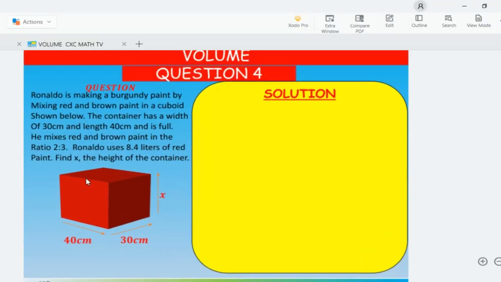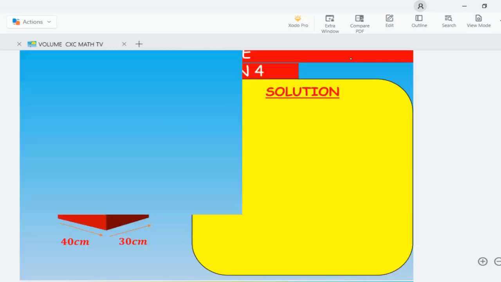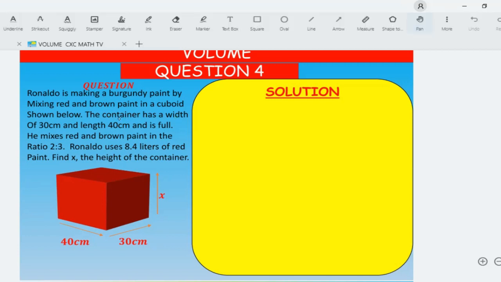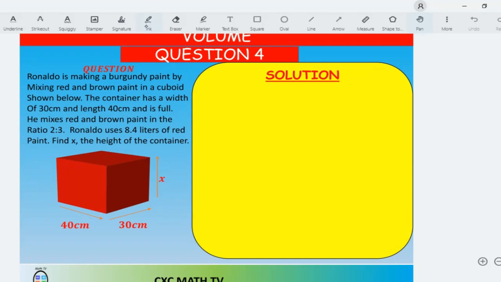All right, so in doing this question now, let's see again what is happening. Ready, let's take it on. They told us Ronaldo is making burgundy paint, and the burgundy is made from mixing red and brown. Notice that the container has width 30 and length 40. No problem. What else did they tell us? They told us that he mixes red and brown in the ratio 2 to 3. So that is key information. The ratio is 2 to 3. He uses 8.4 liters of red.